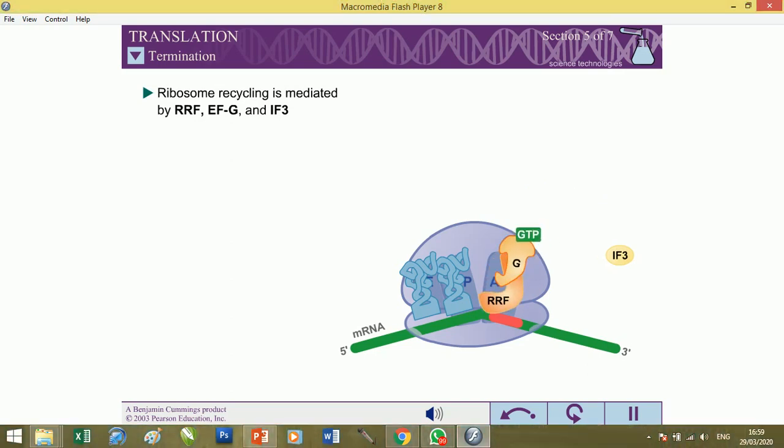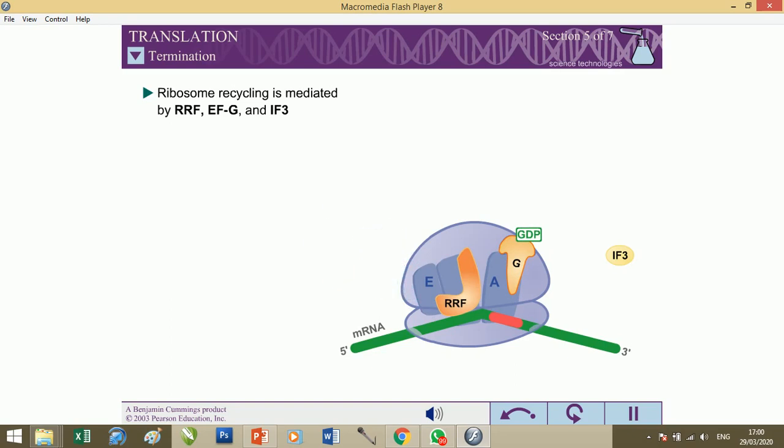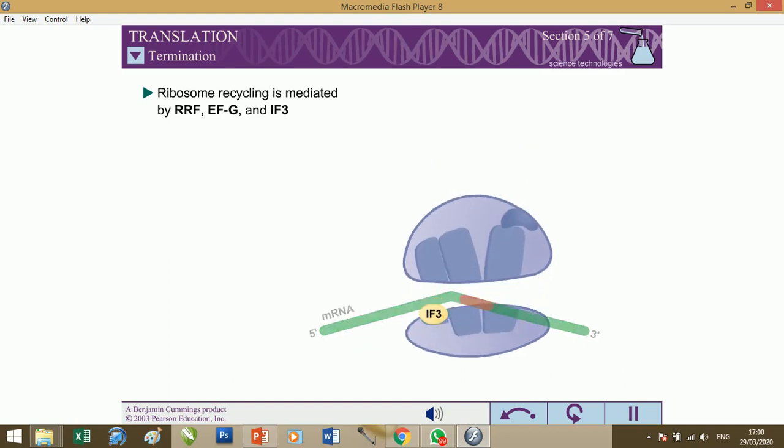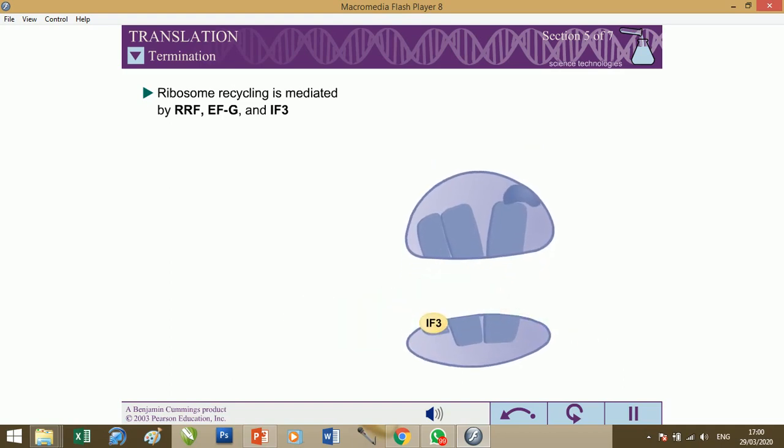EF-G to the complex. The RRF acts like an A site tRNA during the translocation process. EF-G can thus push on the RRF in the same way as it would on a tRNA. This moves the RRF into the P site and releases the two spent tRNAs. Next, both the RRF and EF-G uncouple from the ribosome. The mRNA is released, possibly with the aid of IF3. IF3 binds the small subunit to prepare it for another round of protein synthesis.